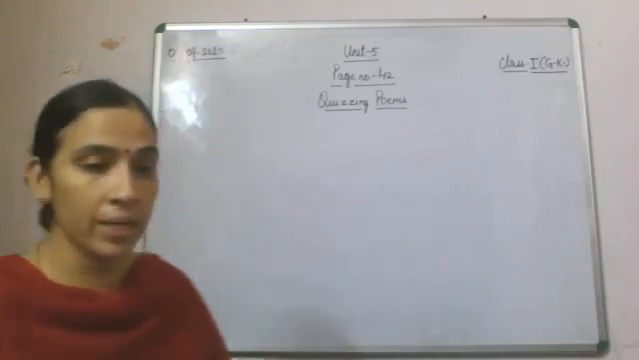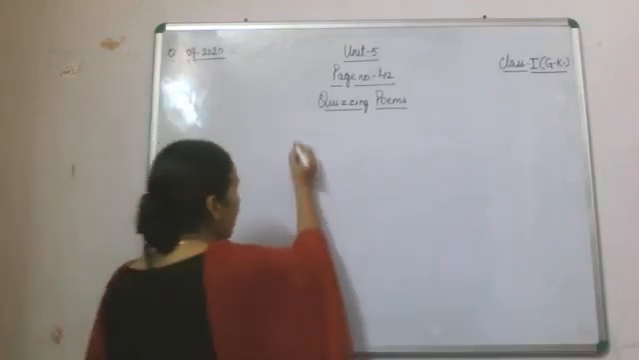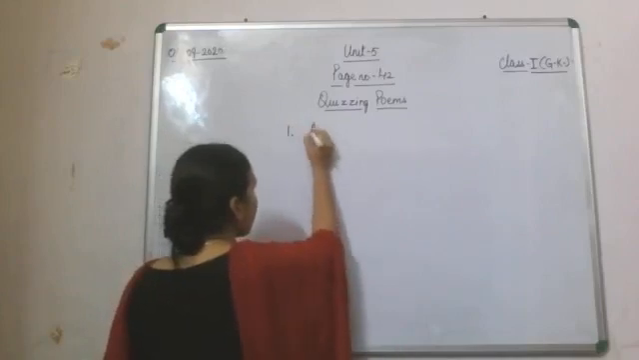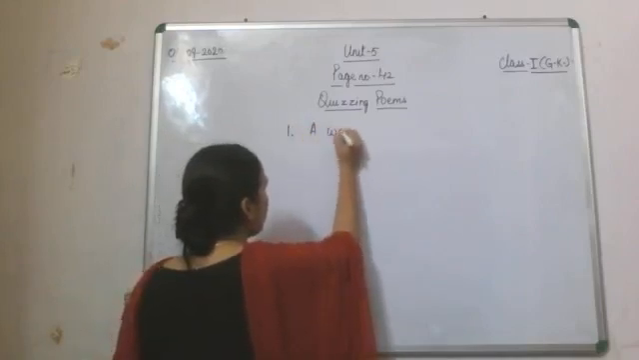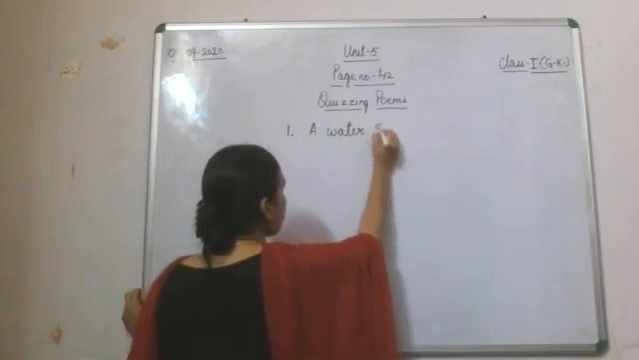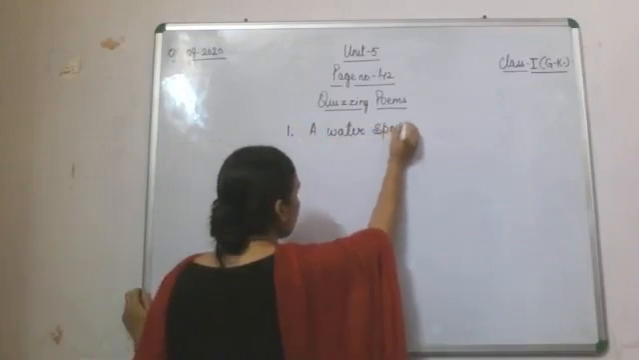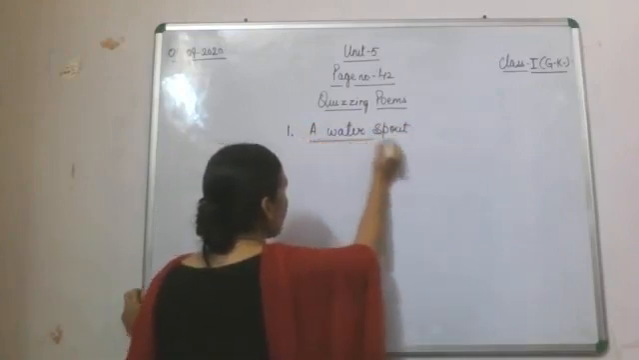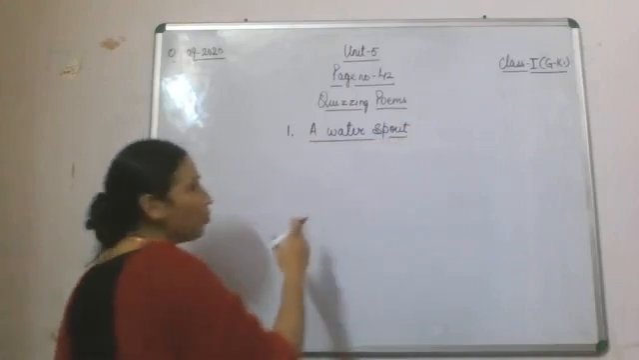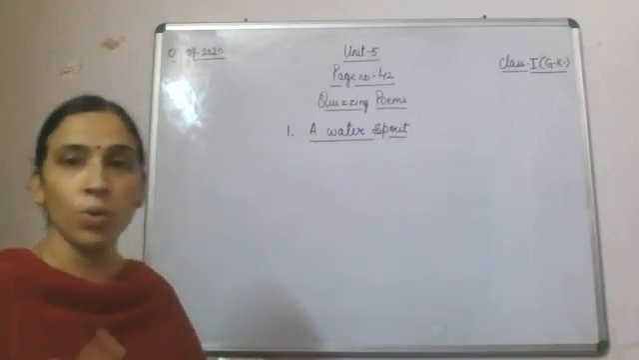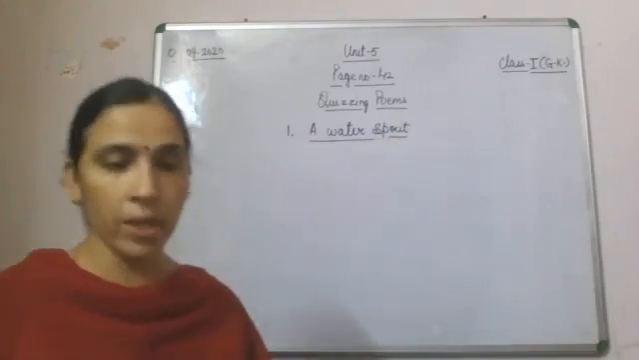So what will you write here? A spider climbing a water spout. The answer to the first question, you will write a water spout. Only this you will write, a water spout.